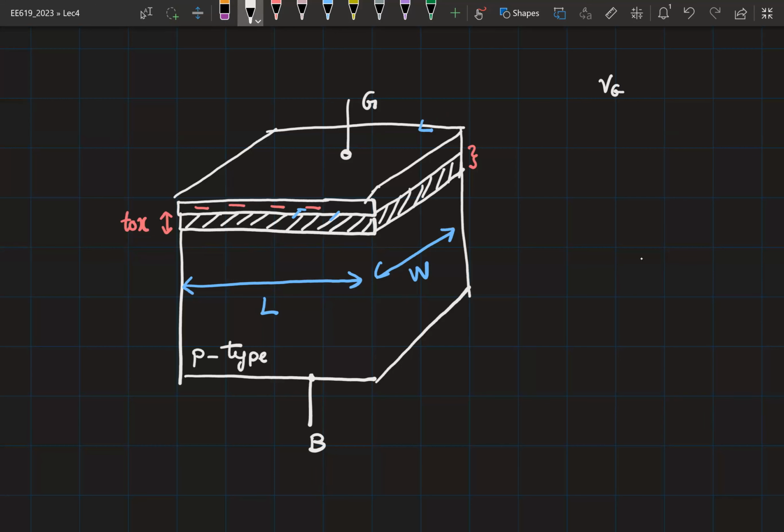Let's say my VGB is now greater than 0, but it is still smaller than the threshold voltage. What is the charge on the gate? Negative. VGB is greater than 0. What should be the charge on the gate? Positive. What happens under the surface? Will you see inversion charges? What will you see? You will see a depletion layer, right?